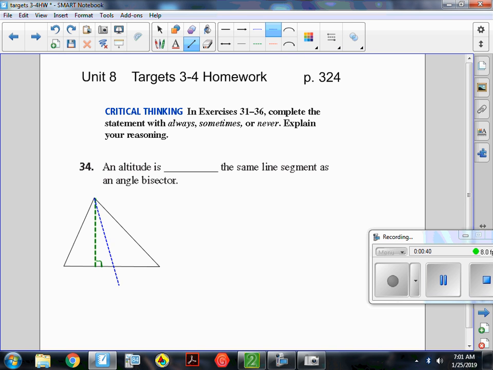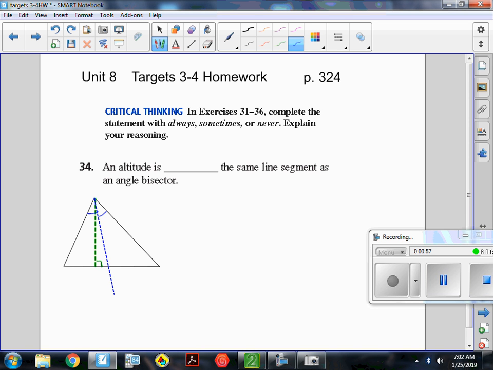If I wanted to bisect the angle, I might have to go down here and show that the angle is congruent on both sides. But in a scalene triangle, there's no way to prove that that altitude is the same as the angle bisector.